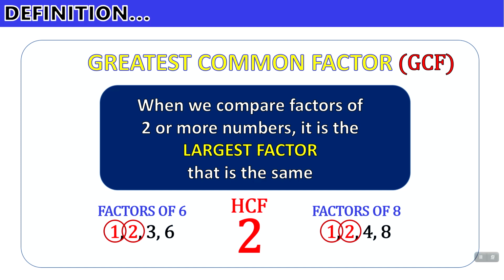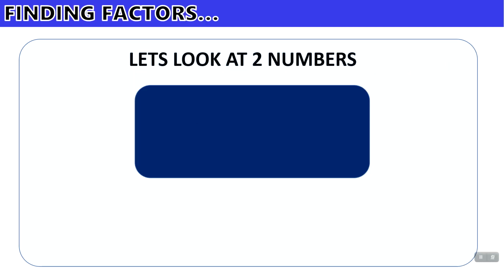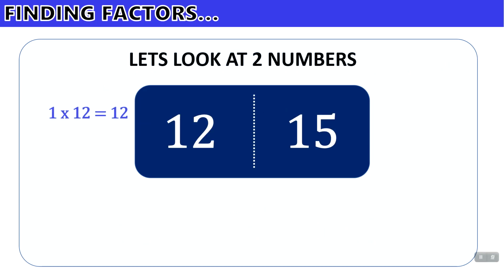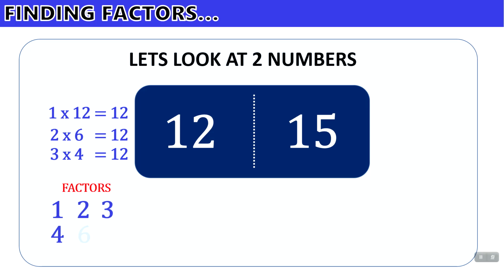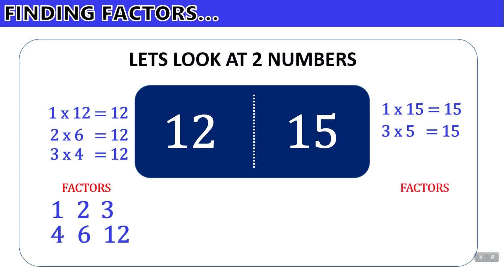Sometimes the HCF, the highest common factor, is also called the greatest common factor, or GCF, but they're the same thing. Let's look at two numbers and see if we could find the highest common factor. 12 and 15. How do we get 12 through multiplication? 1 times 12 is 12, but 2 times 6 is also 12, and 3 times 4 is 12. And so the factors of 12 are 1, 2, 3, 4, 6, and 12. For 15, 1 times 15 is 15, and 3 times 5 is 15. So the factors of 15 are 1, 3, 5, and 15.